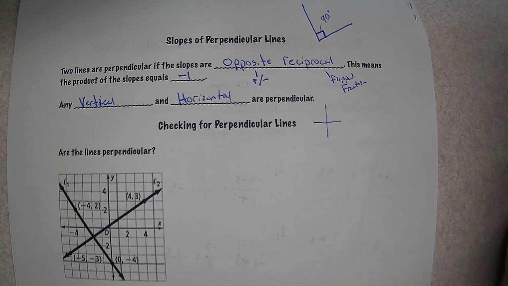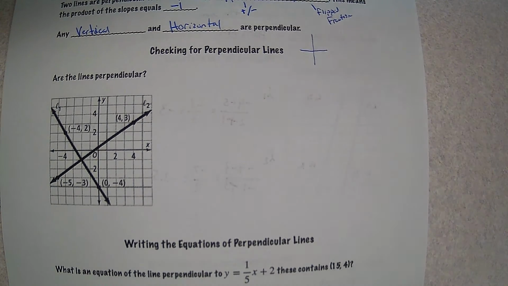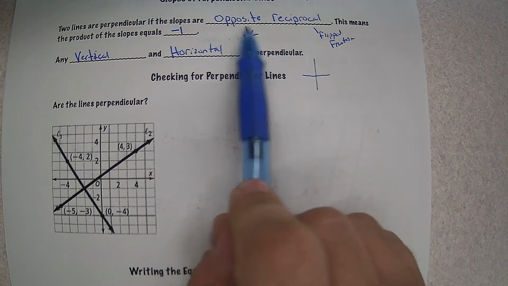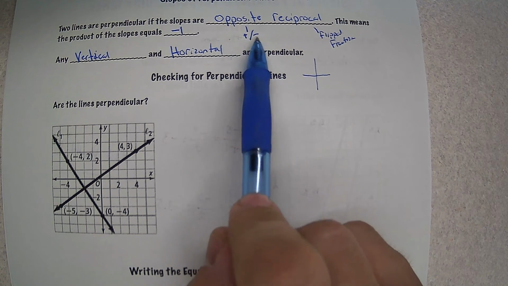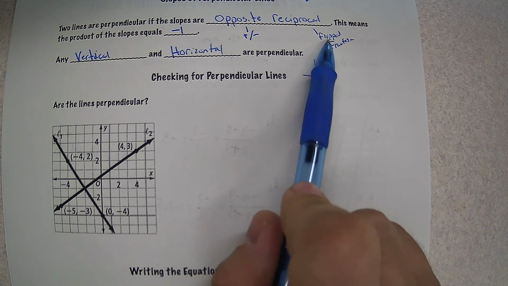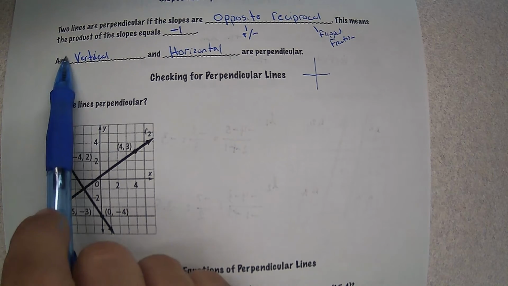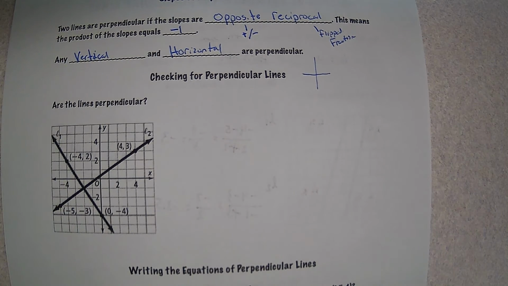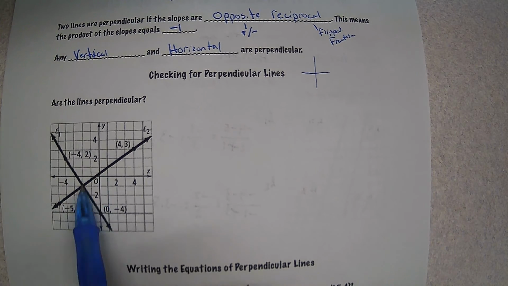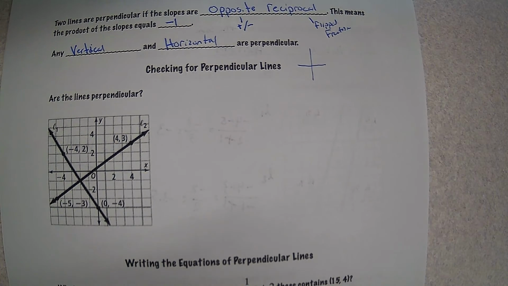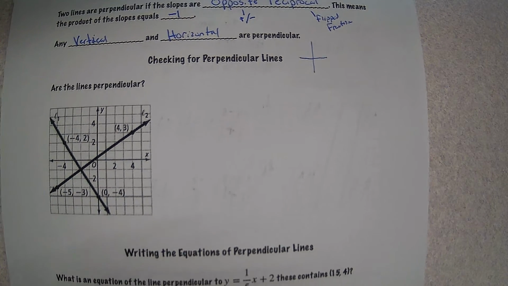So we can check to see if slopes are perpendicular, and they have to be the opposite reciprocal. So one has to be positive, one has to be negative, and then they have to be the flipped fractions. What happens with that is when you multiply them, your slope's always going to equal -1. So we can check that. We'll find these slopes, and then we'll multiply them, and if we get -1, they're perpendicular.